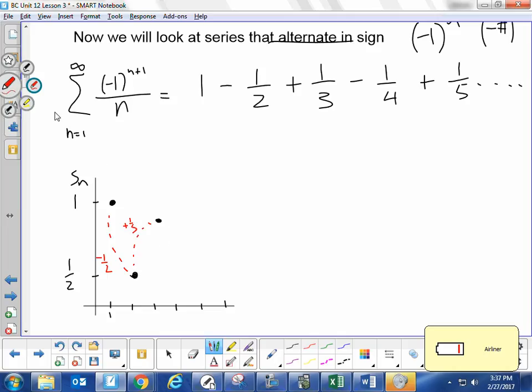And then I have to subtract a fourth. Well, I'm going to end up right around here when I subtract a fourth. I'm not going to move as far subtracting a fourth as adding a third, but I will be moving. Then I add a fifth. I end up here. Okay? And you should start to see the pattern with this alternating series and its partial sums.